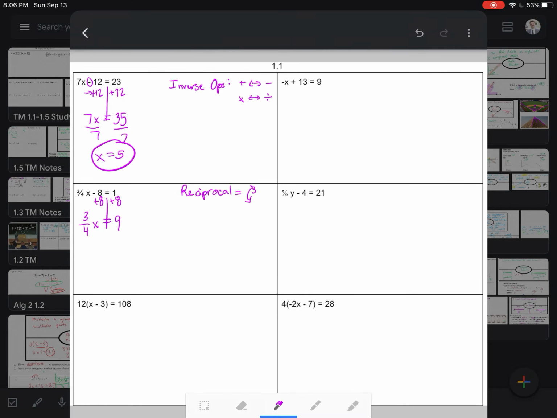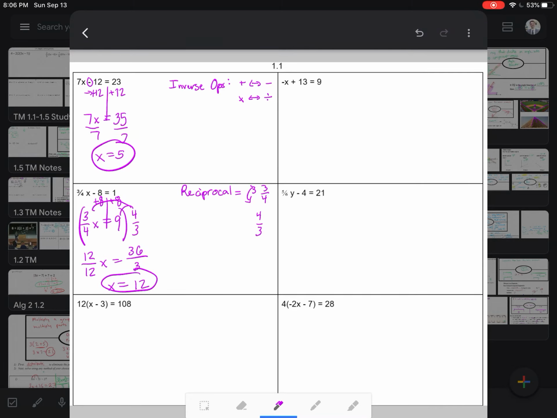So here, if we have 3 on top and 4 on the bottom, our reciprocal is going to be 4 over 3. And if we multiply both sides by 4 over 3, we're going to get 12 over 12x on the left and 36 over 3 on the right. So 12 divided by 12 is just 1, so we have x on the left. We divide these out, and we get x equals 12.